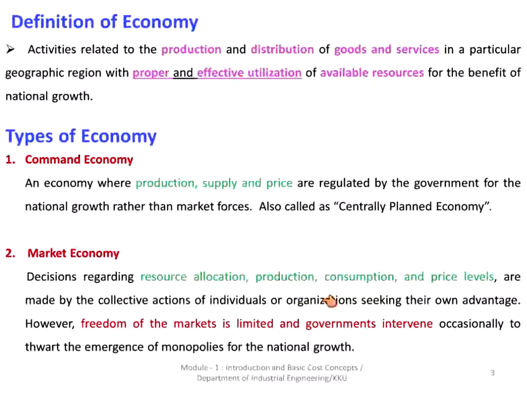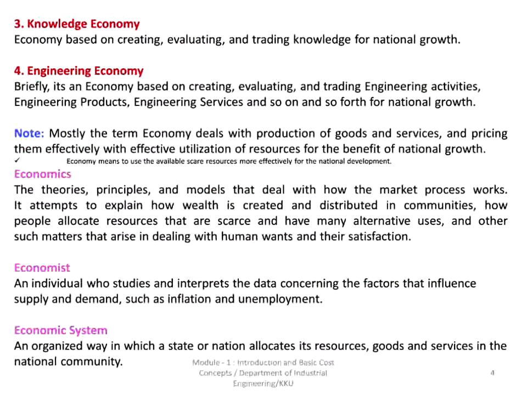And the second is market economy. In a market economy, instead of the government, it is the market people, the collective action of individuals in the market, or the collective actions of the companies we call organizations. They are collectively deciding what should be the production, what should be the consumption, what should be the price level. But still the government is involved once in a while, occasionally, to stop monopoly of the market price. Okay. Now let's see the next slide.